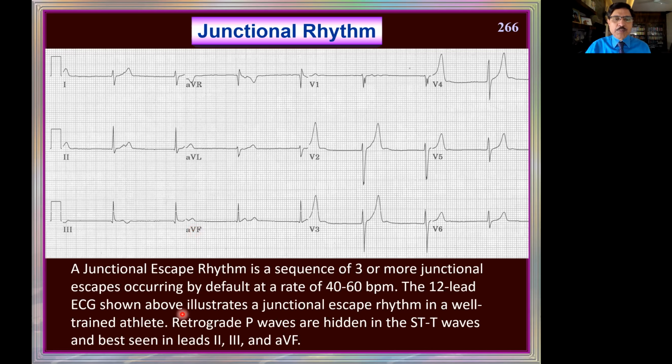The 12-lead ECG above illustrates a junctional escape rhythm in a well-trained athlete. Retrograde P waves are hidden in the ST segments. You can see here, this is a retrograde P wave. This is also a retrograde P there. So you can see the retrograde P waves are falling on the ST segments. Particularly in lead 2, you can observe the retrograde P waves are very well seen. In V1 also, you can see the retrograde P wave is impinging on the ST segment there. So the retrograde P waves indicate that from the junction it is going backward. That is why it is a junctional escape rhythm.